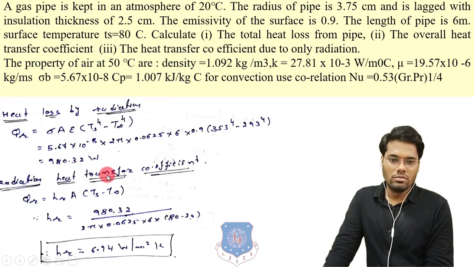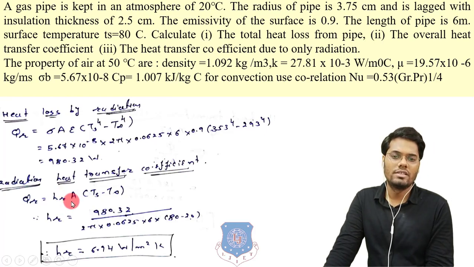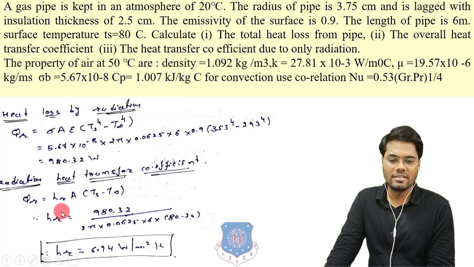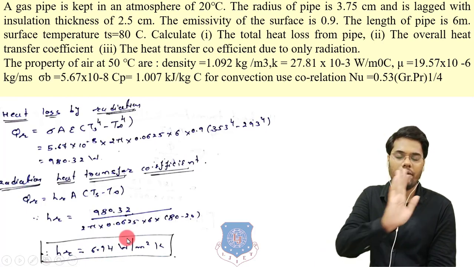Now the heat transfer coefficient only for radiation can easily be calculated by Q R is equal to h R A times Ts minus T infinite. So in this equation only h R is unknown. So the heat transfer coefficient due to radiation is going to be 6.9 watt per meter square Kelvin.